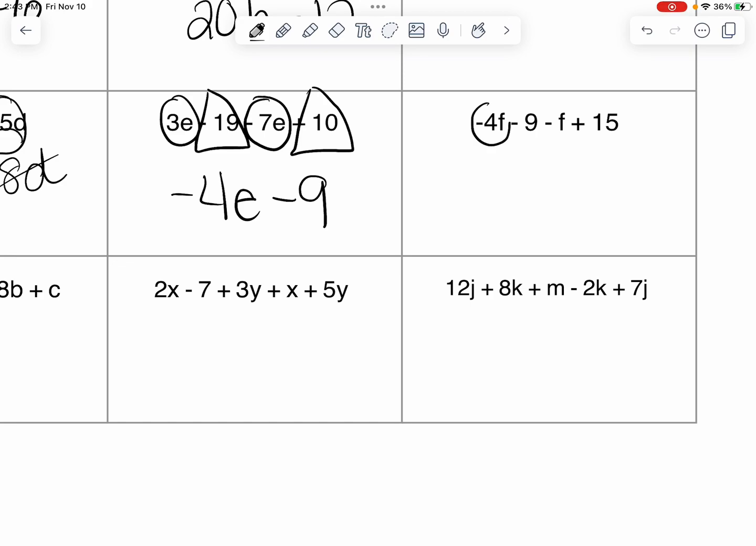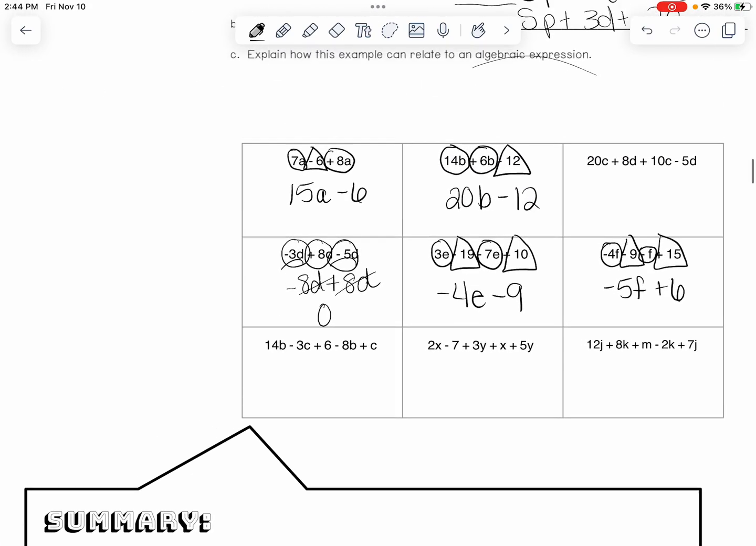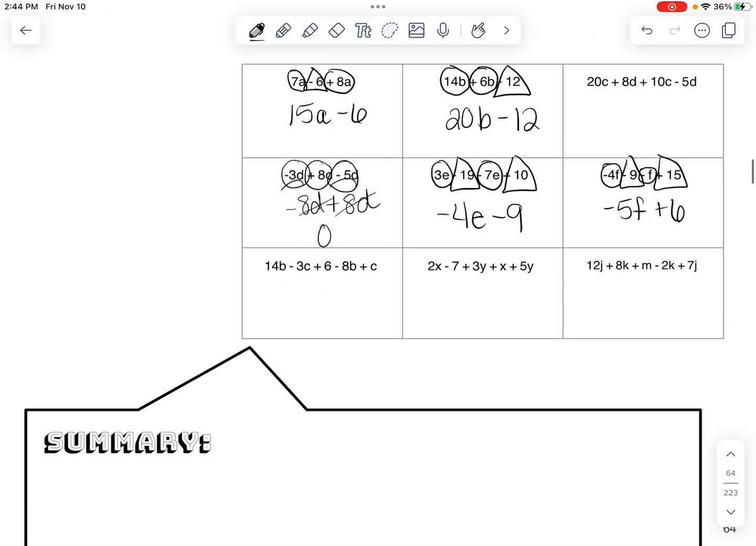So negative 4F, negative F, negative 9, and 15 are alike. So we're going to have negative 5F plus 6. All right, do the rest on your own, and we'll see what you can do. Don't forget to do your summary of what you learned, and we'll see you later.